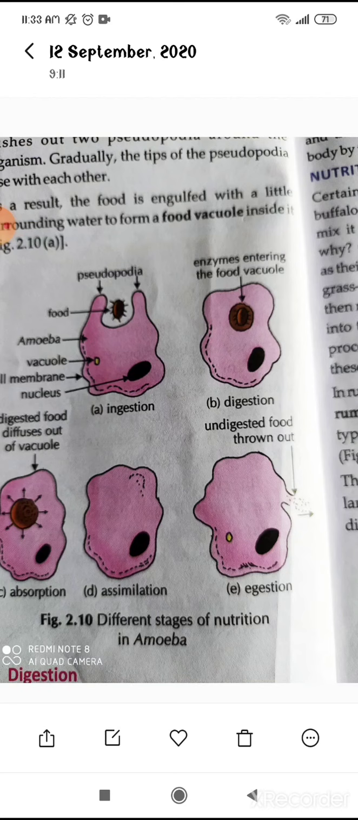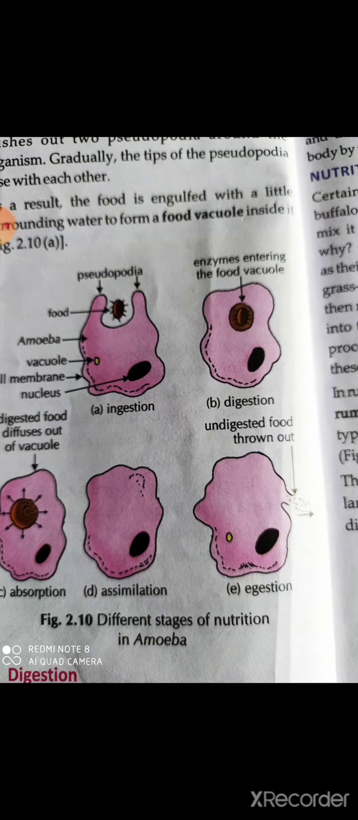Okay, so we are going to discuss the process of nutrition. There are 5 steps in the process of nutrition, as I have told you. In the case of amoeba also, there is the process of ingestion. First of all, where does amoeba live? Amoeba is a microscopic single-celled organism found in ponds, pools and ditches.